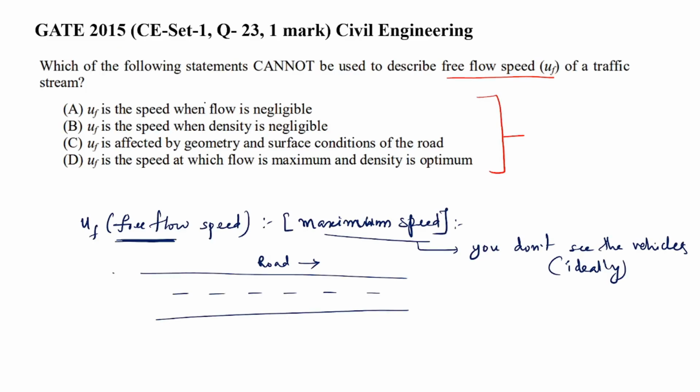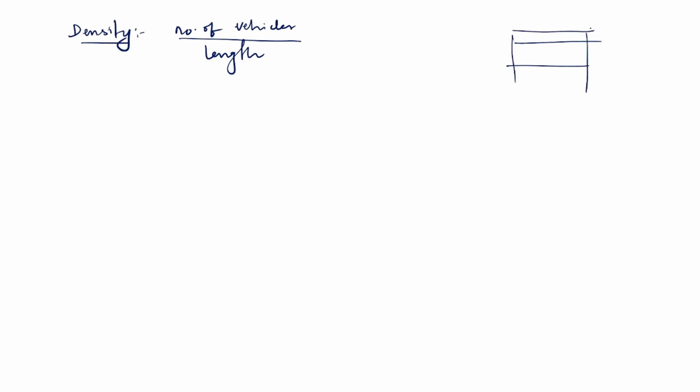Now we will go with the density. Here there are some terms, density and flow, we have seen in this. But what is density? Density means number of vehicles per unit length. Suppose for a length L, how many vehicles are there on the road? That is called density in terms of traffic engineering.